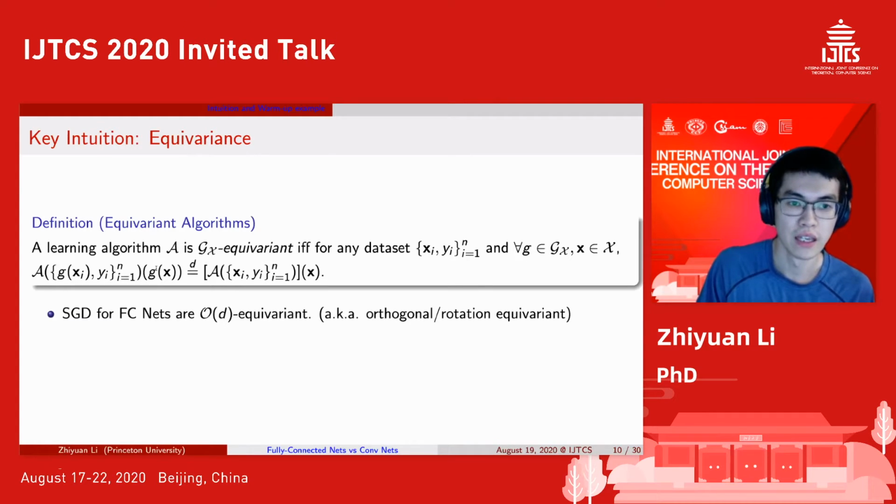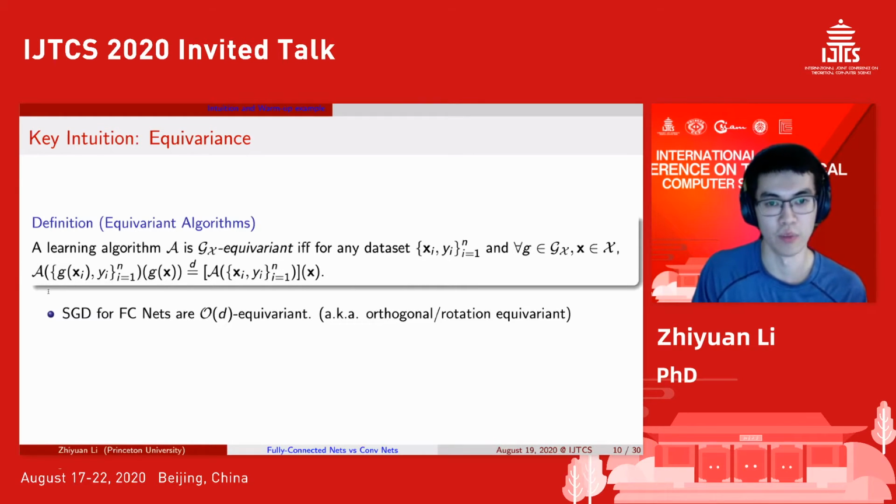Okay. So we say an algorithm is G_X equivariant if and only if we apply any group action on the entire training data set, as well as the test data set, the algorithm A is going to get the same performance. In the case A is random, this requirement becomes that these two distributions are equal.